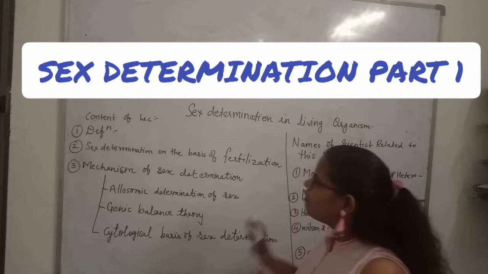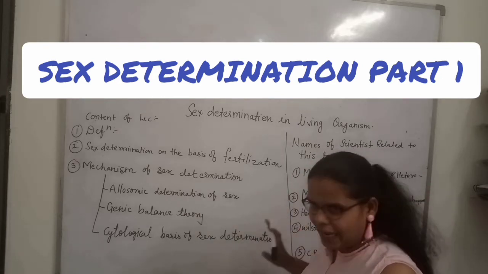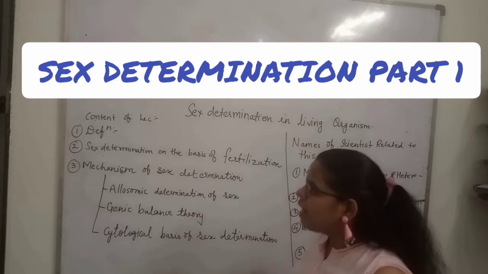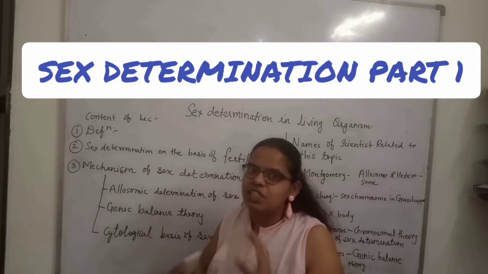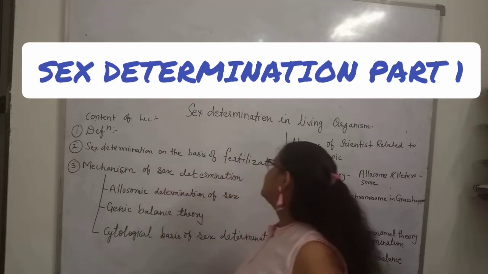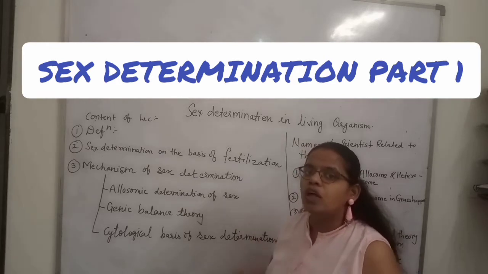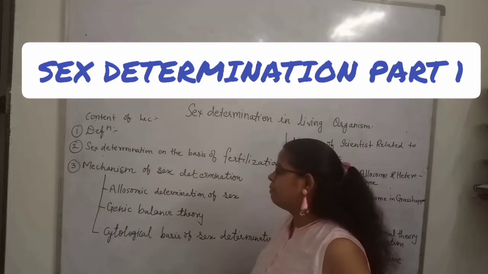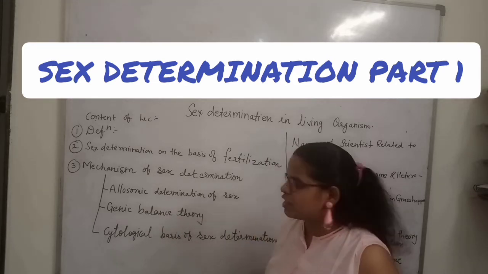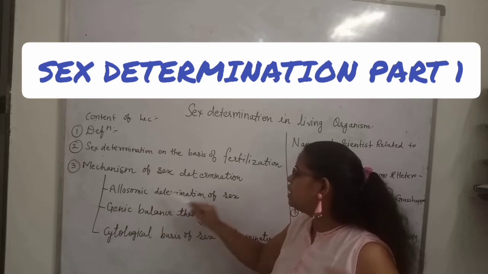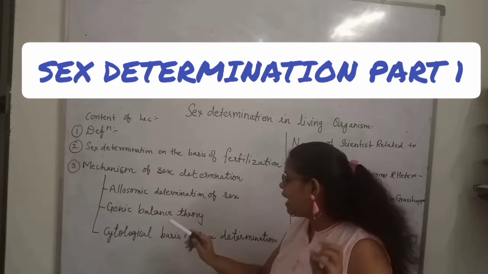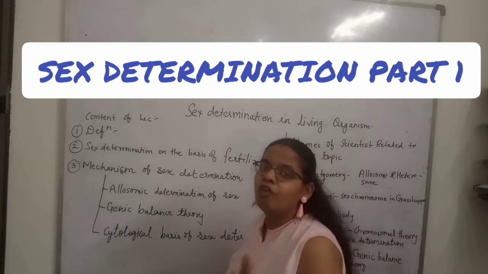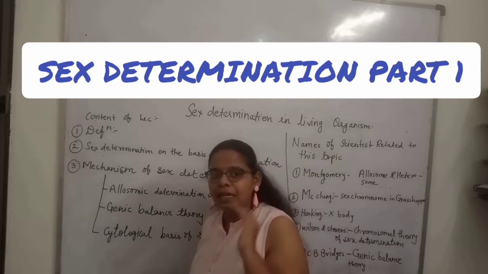As you can all see, I have written some content on the board, right? So the topics we are going to cover in this lecture are the definition of sex determination, then how sex is determined on the basis of fertilization, then the mechanisms of sex determination. There are three mechanisms for sex determination: allosomic determination of sex, genic balance theory, and cytological basis of sex determination. Before going into details, let me tell you one thing.